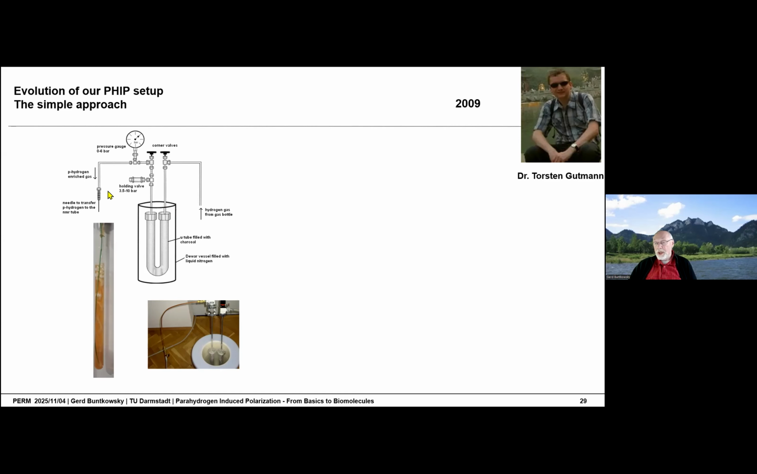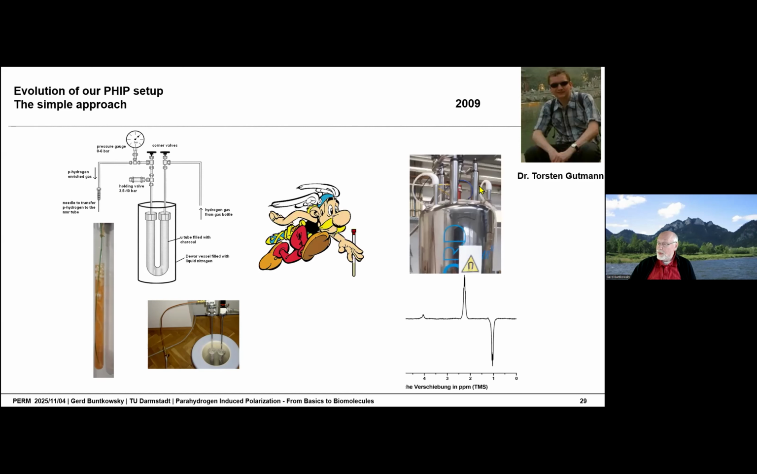And when you have the parahydrogen, you can do the reaction, which means you're bubbling it into your reaction solution. When you're doing it outside of the magnet, afterwards you should run fast to the magnet, throw it inside, and make an NMR experiment. And then you get the typical line shape of a PHIP experiment, usually with strong enhancement. This is how we started this whole business in about 2009.